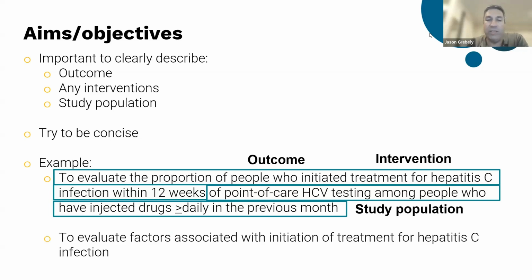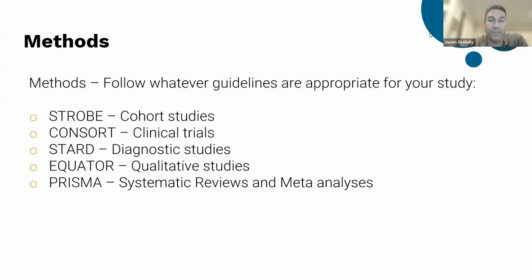Here's another example. It's not just outcome and intervention, but here's a very concise objective, right? To evaluate factors associated with initiation of treatment for hepatitis C infection. Super clear. You know what you're doing, and the reader should be able to pick that up.